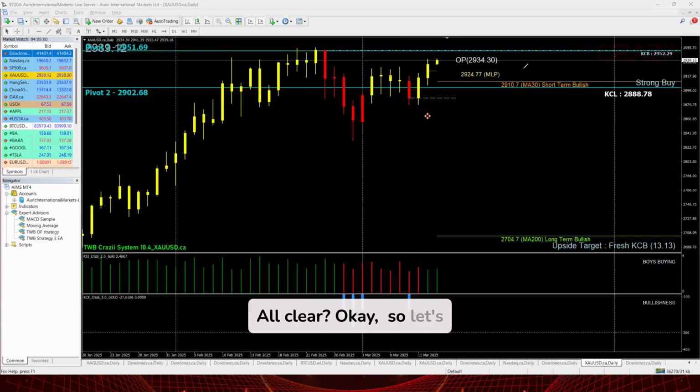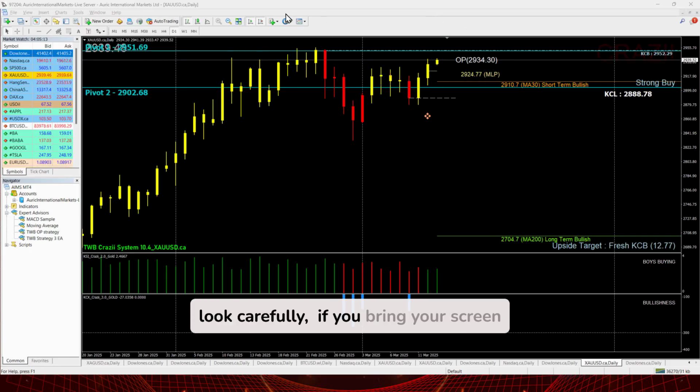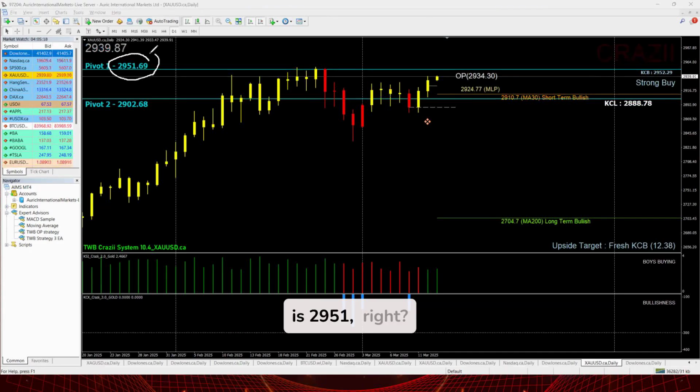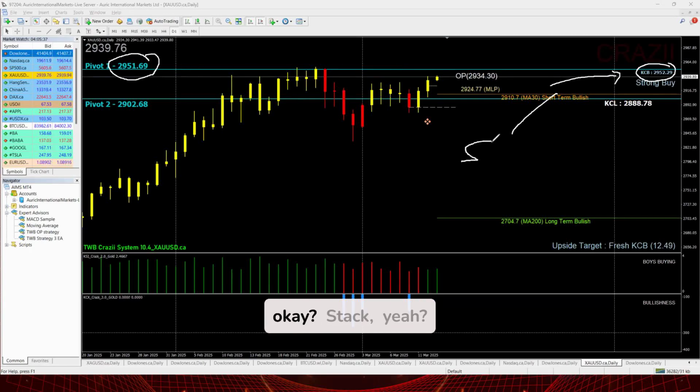All clear? Okay, so let's look at gold this morning. Gold opening price is 2934, MLP 2924. So it is more towards favoring the upside. And the upside, where is it? If you look carefully, if you bring your screen down a little bit, can you see something interesting? You notice that pivot one is 2951, right? But the KCB is 2952. Yes, the KCB is 2952. So you can see clearly now that the KCB 2952 and pivot one 2951 are a stack. It is a stack.